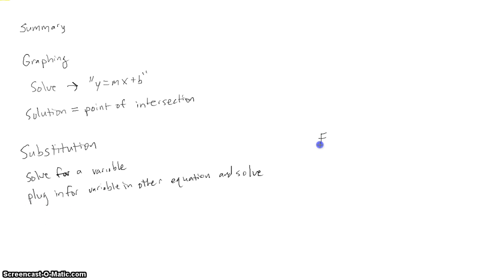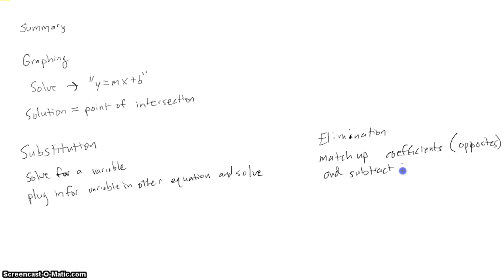Then elimination: we want to match up the coefficients, by matching up meaning the opposites, and add the two equations to eliminate a variable.